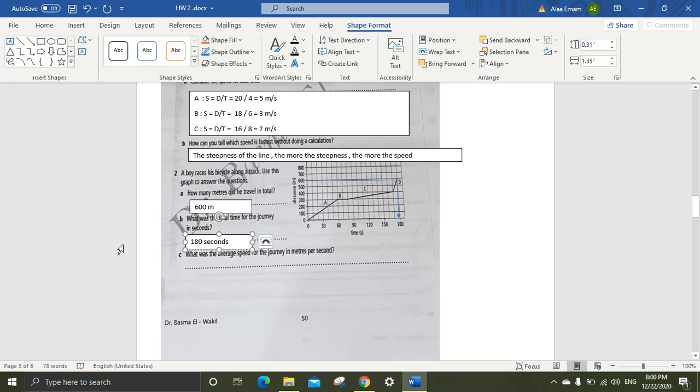What was the average speed for the journey in meters per second? The average speed, now you have a changing speed throughout the journey. So you need to calculate the total distance divided by the total time. Total distance is 600 as we mentioned before, divided by total time 180. Let me just calculate it using my calculator. 600 divided by 180. So you get 3.33 and the unit is simply meters per second.